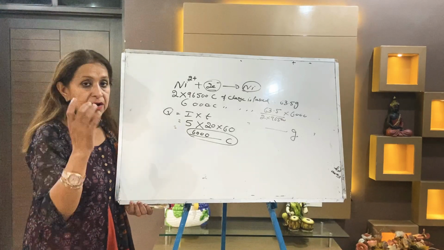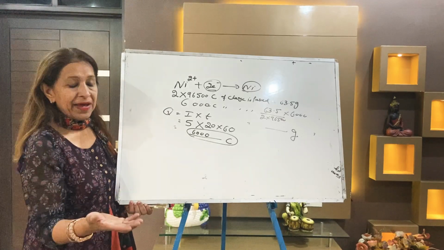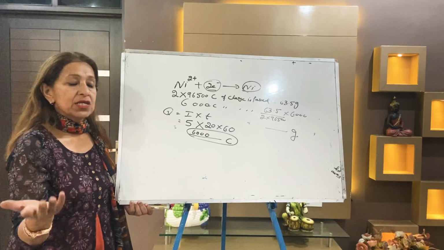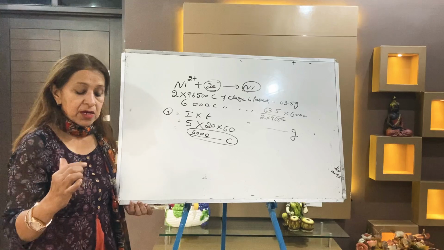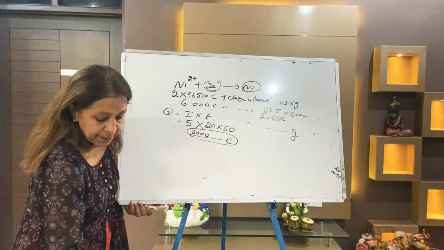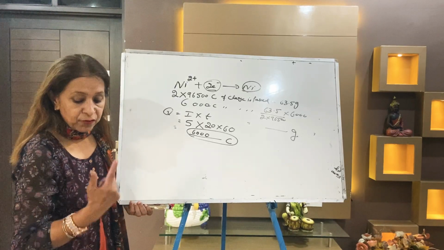In a similar way, you can attempt numerical 16 at your home. There are 3 solutions given. It's the same way. You will make 3 paragraphs because there are 3 solutions. Now I'm taking your numerical number 14.